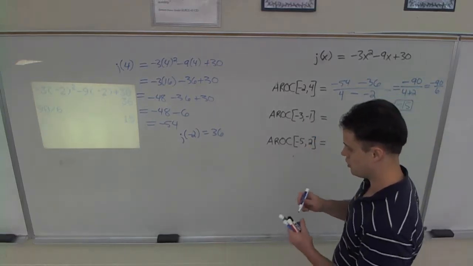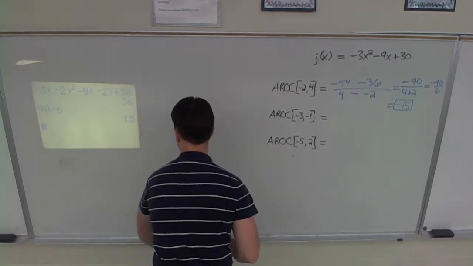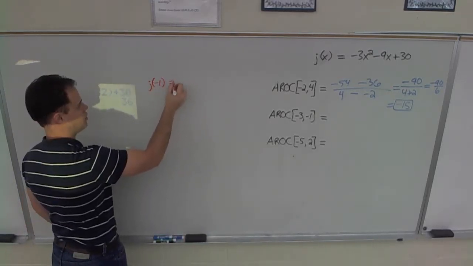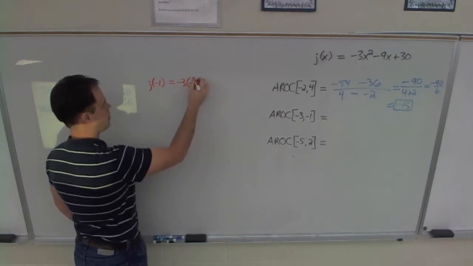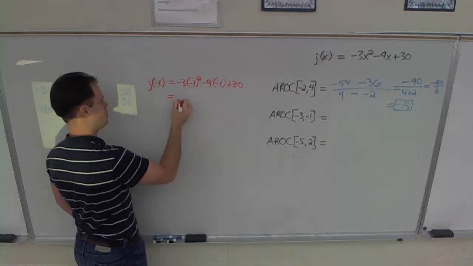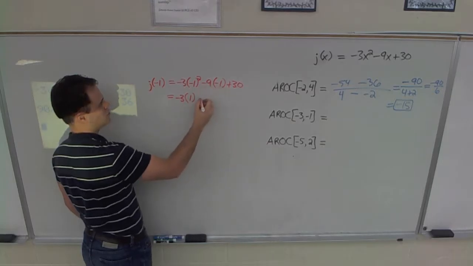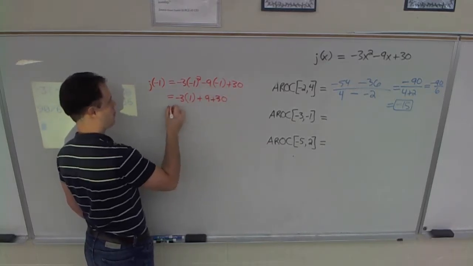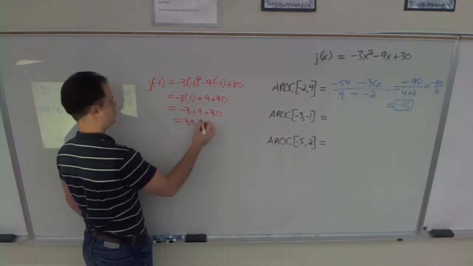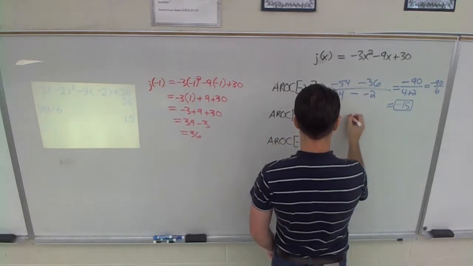So, I'm going to do this guy now. If we put negative 1 in, let's do that one by hand. I'll switch colors here. So here we go. J of negative 1. Order of operations says exponents come first. Negative squared is positive. Negative times negative is positive. So I have negative 3 plus 9 plus 30. That's 39 minus 3 is 36. So 36 comes first.